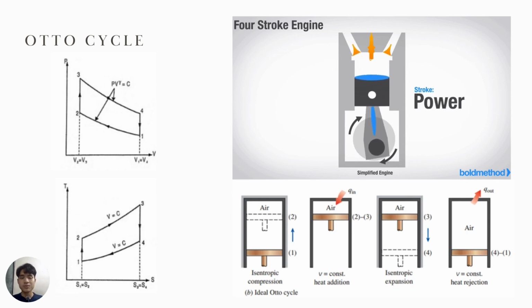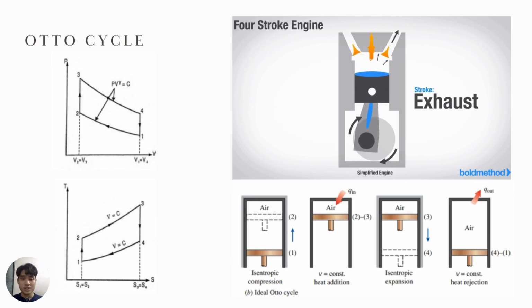The first process, process 1 to 2, is isentropic compression. This cycle begins where the air-fuel mixture is compressed adiabatically. This means there is no heat exchange with the surroundings. As a result, the pressure and temperature of the mixture increase, but the entropy remains constant.